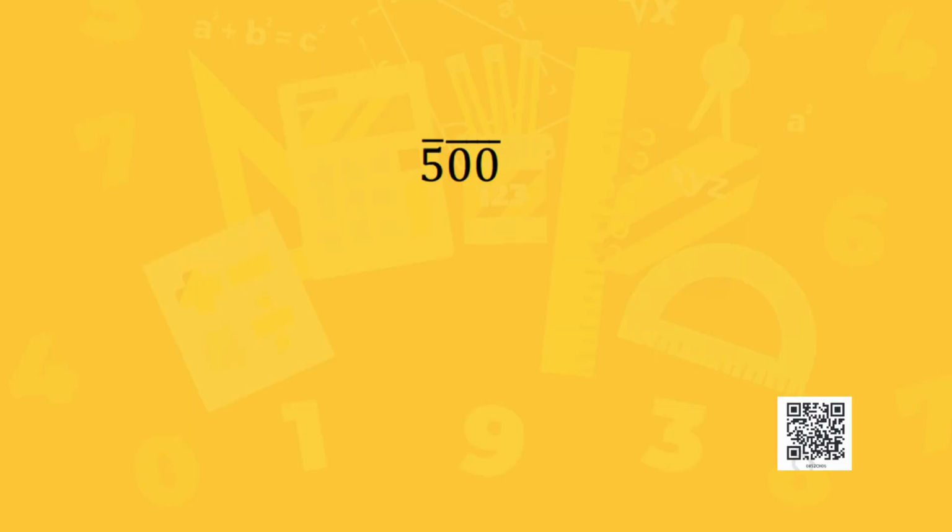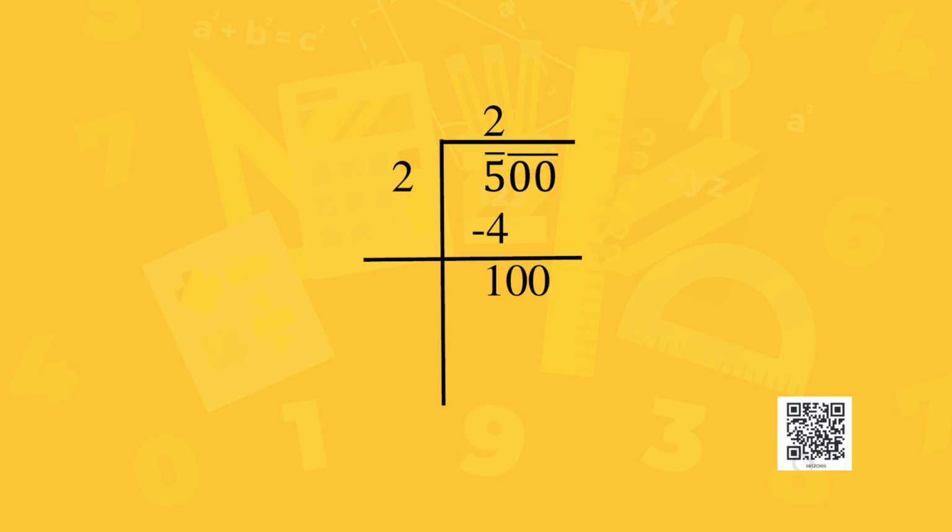So we have 500, let's put a bar on each pair of digits starting from the units place. So the two zeros will get a bar, and since we are left with only one digit, 5 will get another bar. Now we know that 2 square is less than 5, which is less than 3 square. So therefore we can write 2 in the divisor's place, thereby 2 times 2 will be equal to 4, and so the difference is 1.